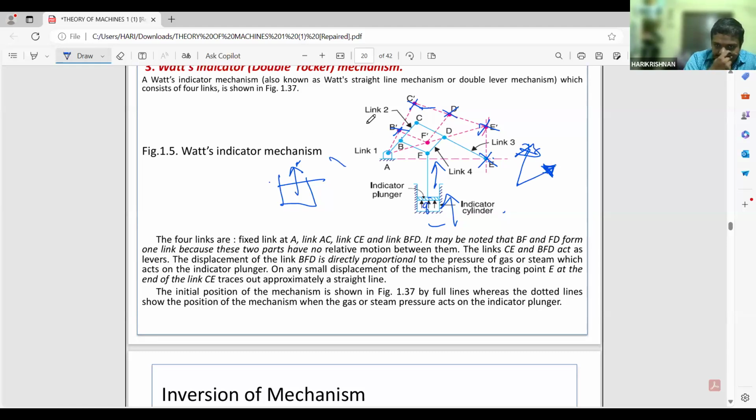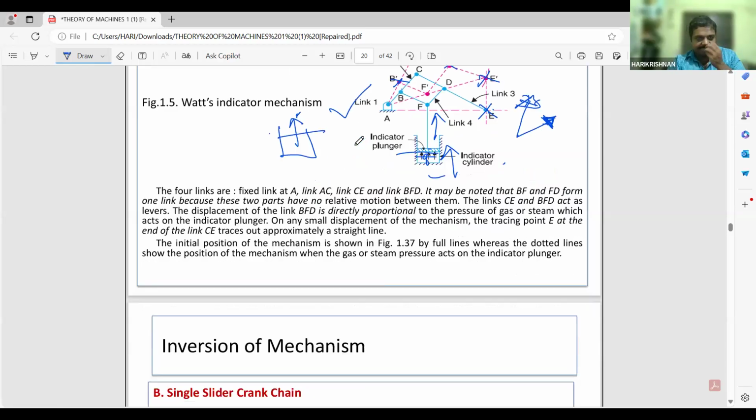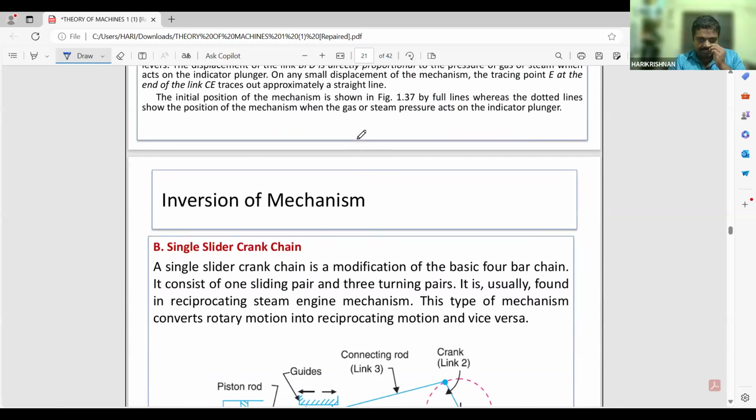Okay, so this comes under Watt's indicator mechanism. The full line represents the initial position of the mechanism, and when we apply pressure, the dotted line represents the position of the mechanism when the steam pressure or the gas pressure acts on the plant. So I think it's clear what the indicator mechanism is.